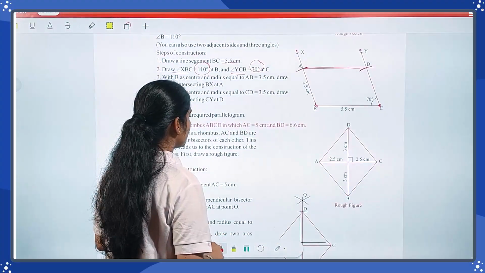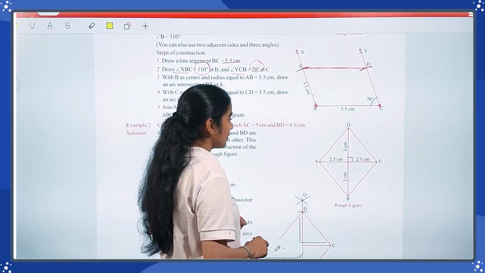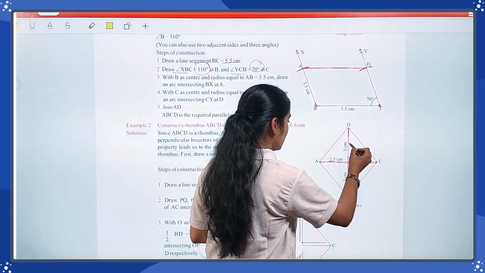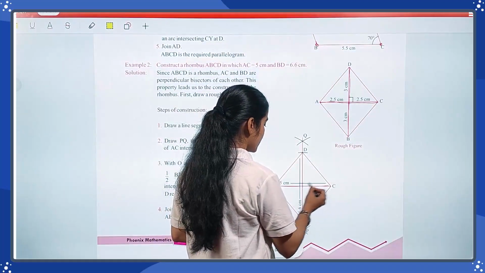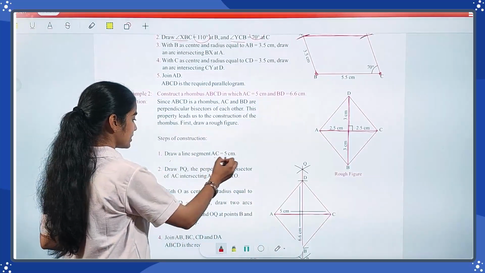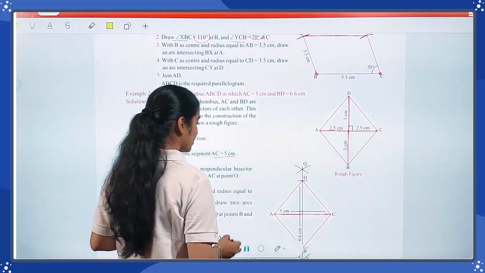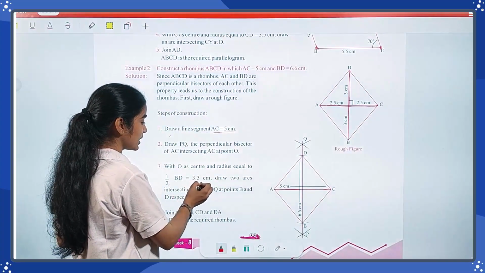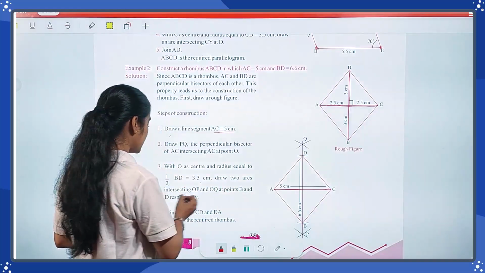Construct a rhombus ABCD in which AC is equal to 5 centimeter and BD is equal to 6.6 centimeter. These are your diagonals AC and BD. First draw a line segment AC of 5 centimeter, and draw PQ, the perpendicular bisector of AC, intersecting AC at O. With O as center and radius equal to half of BD, which is 3.3 centimeter, draw two arcs intersecting OP and OQ at points B and D respectively.